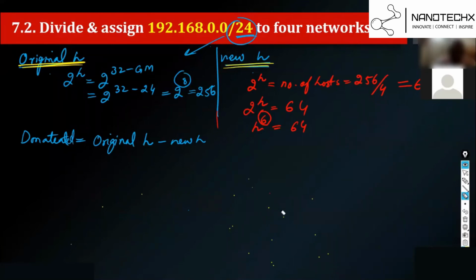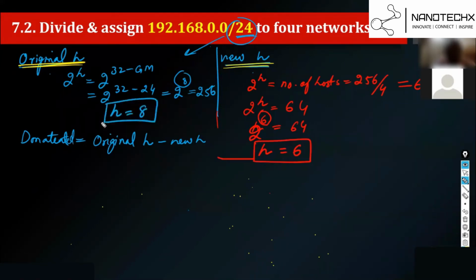There was a typing mistake in this one, so please ignore it in the recording. It should be 2 raised to power, not h raised to power. Also this one should be 2 raised to power 6. So it means h is equal to 6. We found that from here, and the original h, what we found from here, was 8.